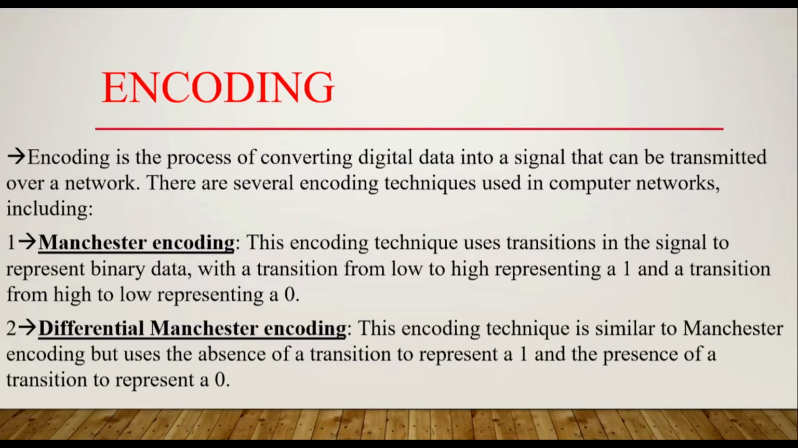So what is Manchester encoding? The Manchester encoding technique uses transitions in the signal to represent binary data, with a transition from low to high representing a 1 and a transition from high to low representing a 0. Differential Manchester encoding is similar to Manchester encoding but uses the absence of a transition to represent a 1 and the presence of a transition to represent a 0.